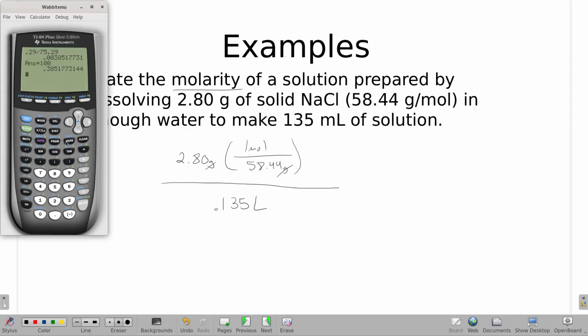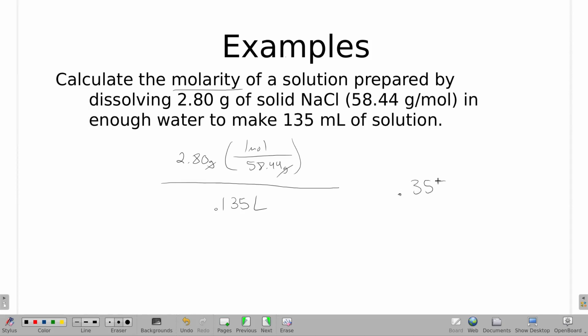And what do we get? So 2.8 divided by 58.44, and then divide that by 0.135, and we get a molarity of 0.355 M.